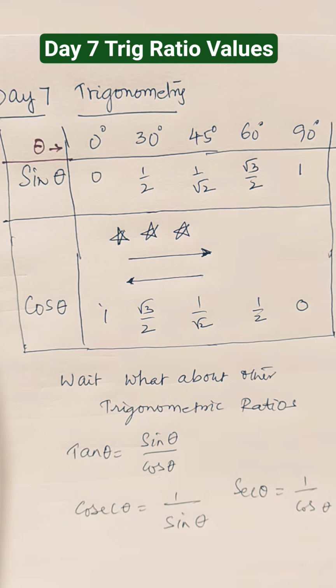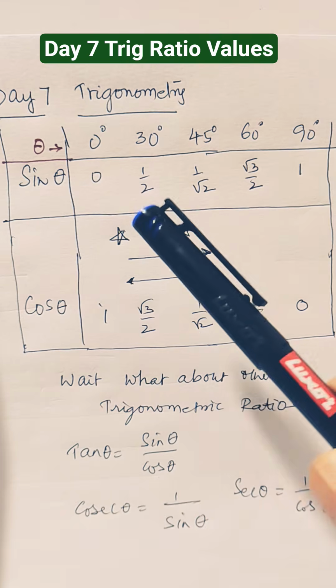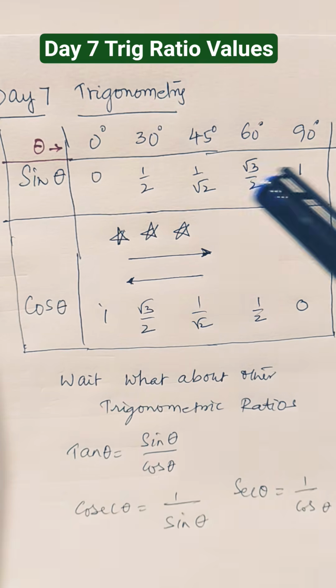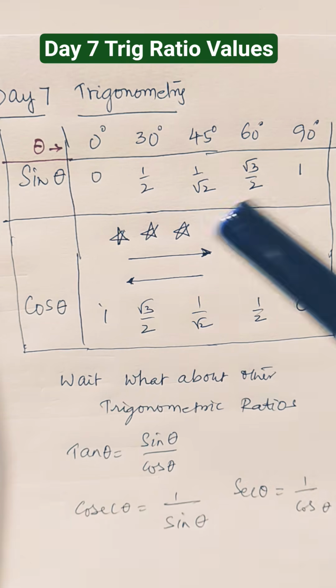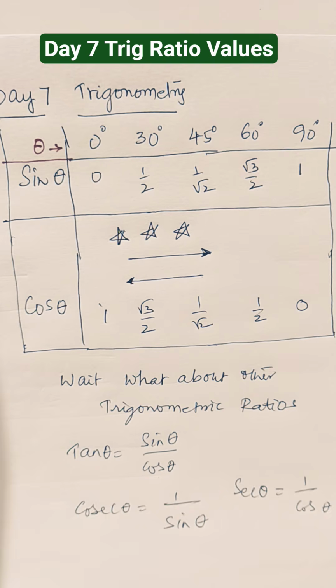So what are sin 0, sin 30, sin 45, sin 60, sin 90? There is an order here, right? Sin 0 is 0, sin 30 is half, sin 45 is 1 by root 2, sin 60 is root 3 by 2, sin 90 is 1. Why did I keep these star marks here? If only this one ratio's values are understood, remembered and registered properly, then all the rest of the trigonometric ratios can be sorted out.